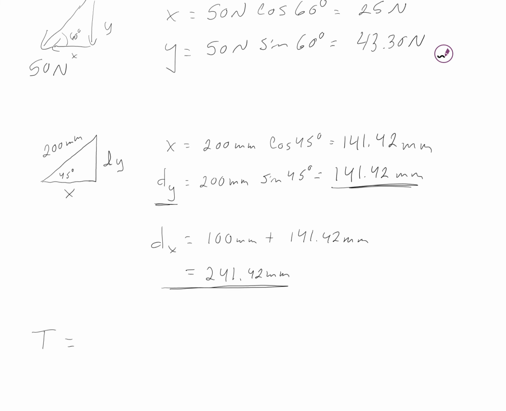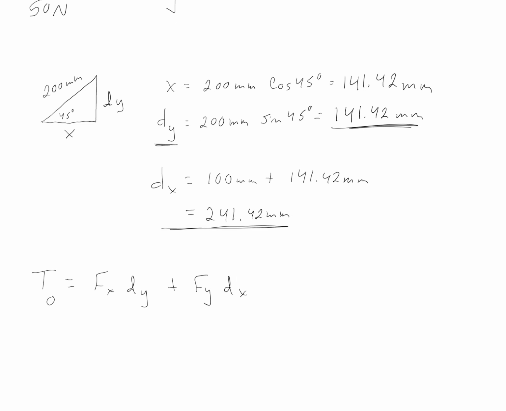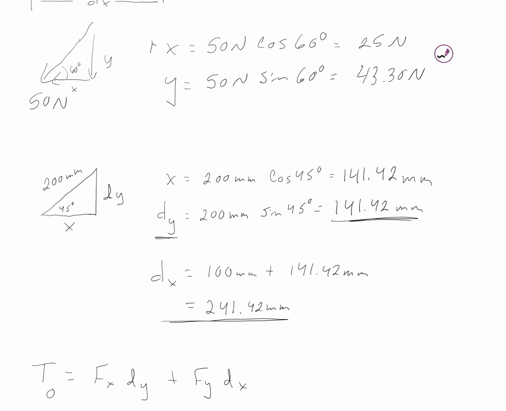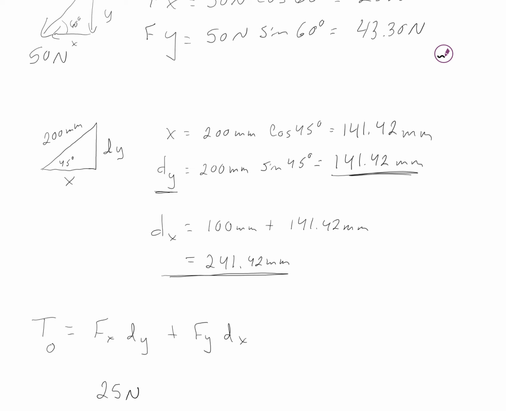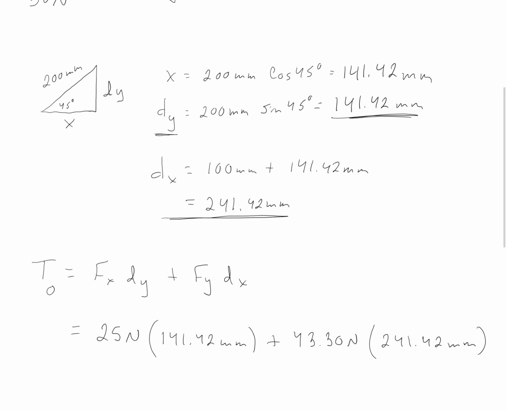My torque equation then, about point O, is force x times distance y plus force y times distance x. My force x is 25 newtons, my distance y is 141.42 millimeters, my force y is 43.30, and my distance x is 241.42. Alright, that'll give me the magnitude of each component anyway.